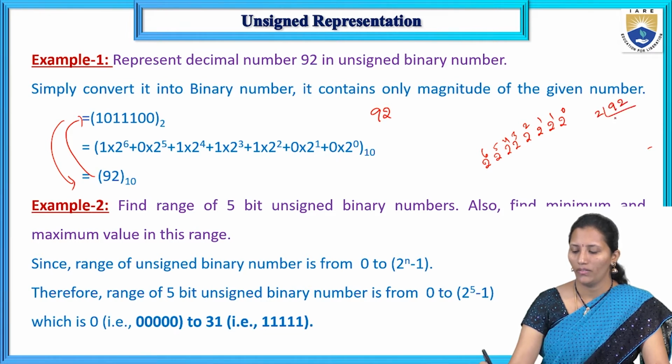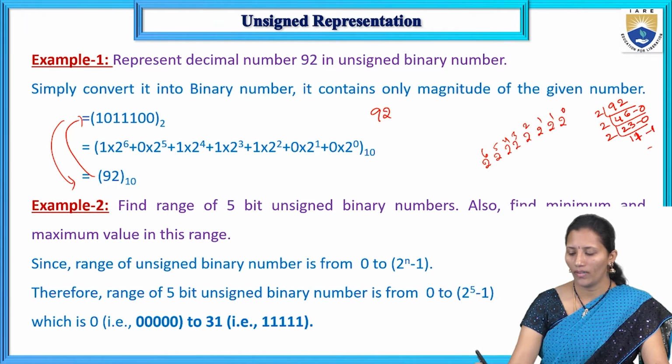92: 2 times 46 is 92, and the remainder is 0. 2 times 23 is 46, remainder 0. 2 times 11 is 22, remainder 1. 2 times 5 is 10, remainder 1. 2 times 2 is 4, remainder 1. 2 times 1 is 2, remainder 0.